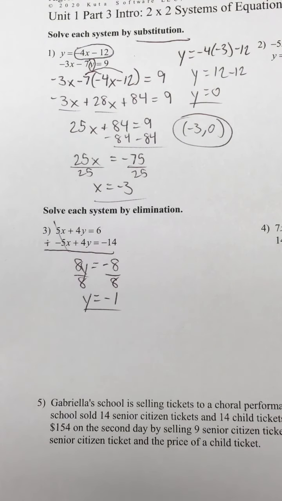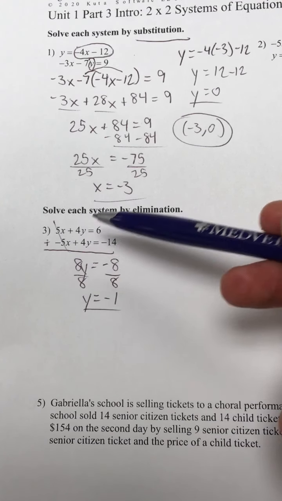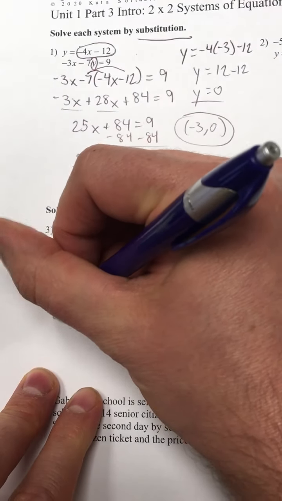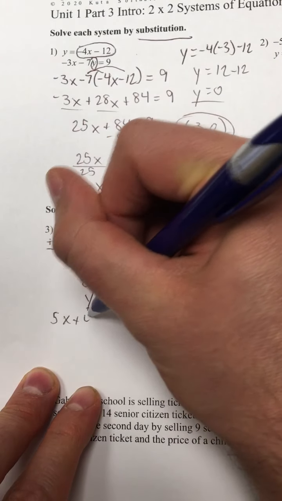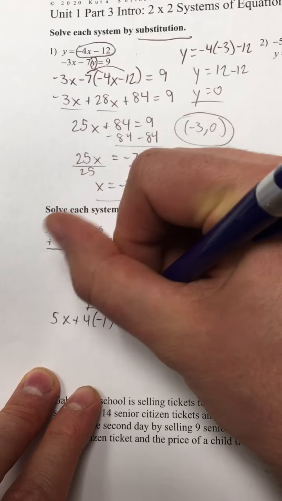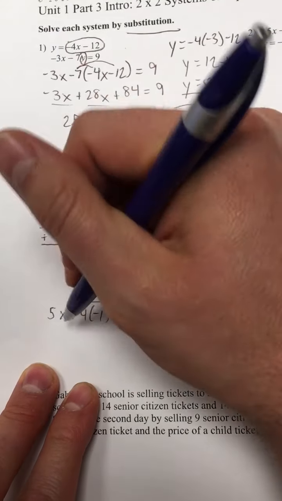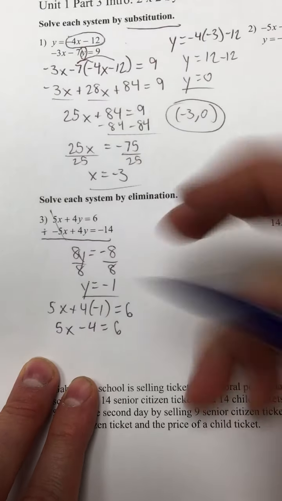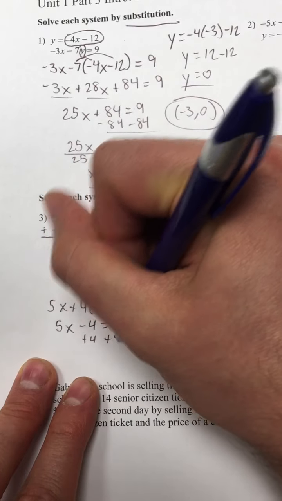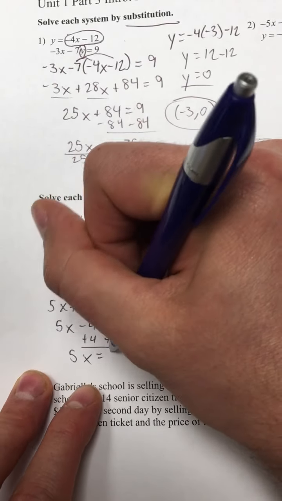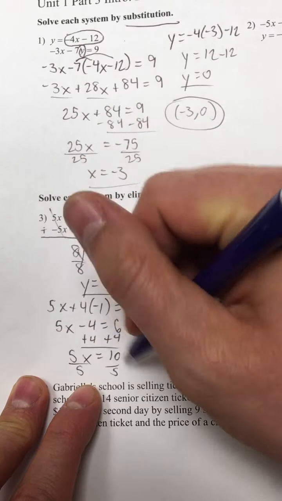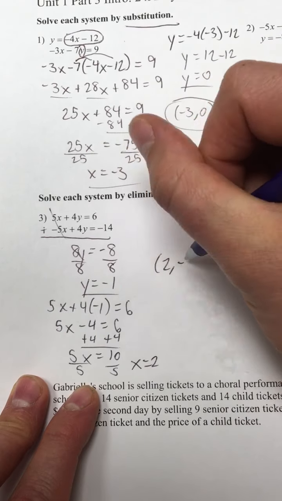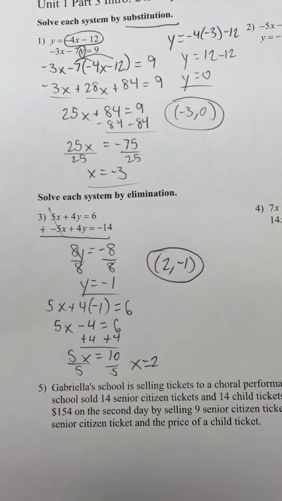Now, just like all the other problems, once you know one part of the answer, plug it in to find the other part. Doesn't matter which equation I use, I'm going to use the top one. So 5x plus 4, and I know y is negative 1, equal to 6. 4 times negative 1 is negative 4. 5x minus 4 equals 6, and solve it. Add the 4, 5x equals 10, divide by 5, I'm getting x equals 2. So my final answer here is going to be 2, negative 1. X is 2, y is negative 1.